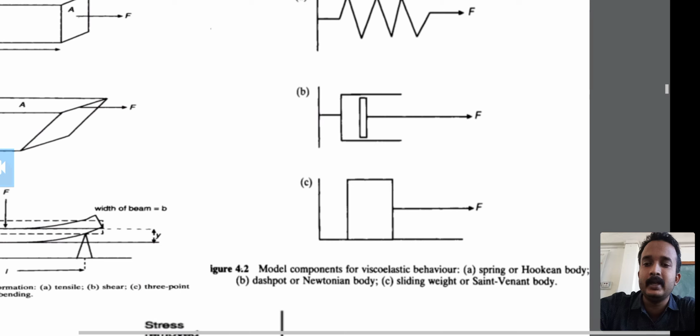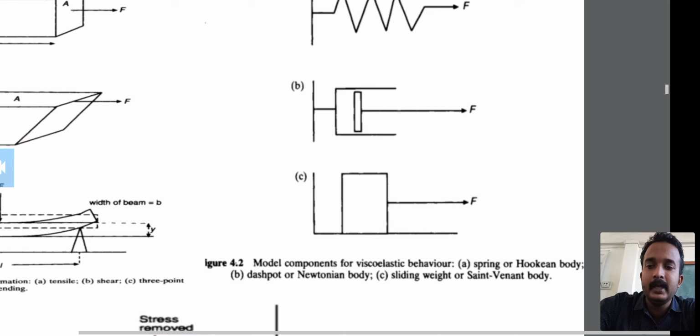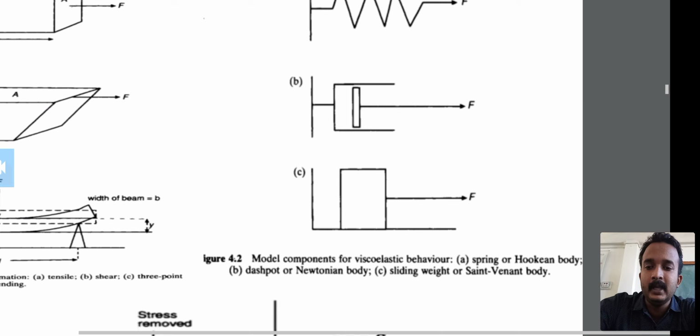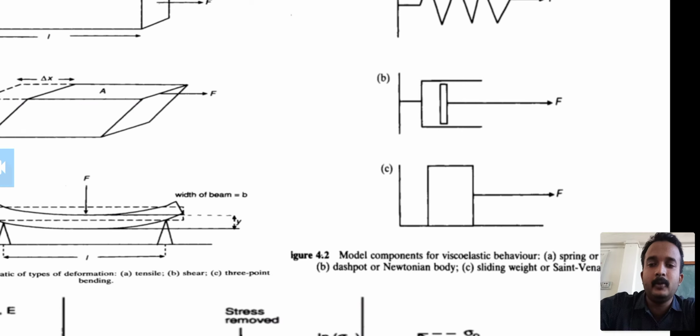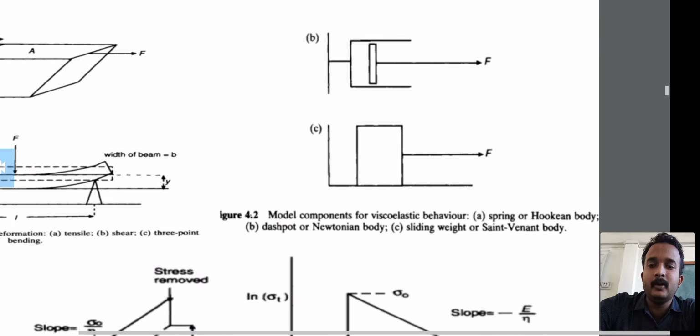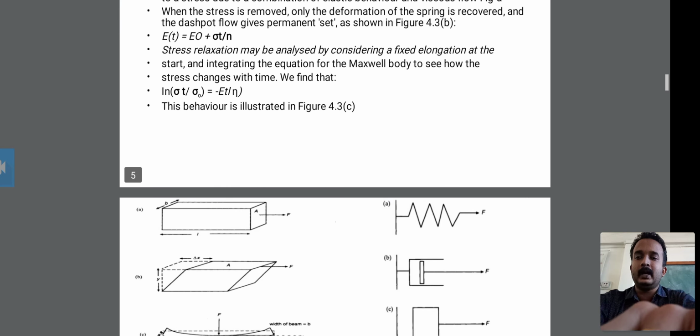Then the second point is the dashpot of the Newtonian body. Okay, look at this B part. It is a dashpot of the Newtonian body, and C part is a sliding weight of the Saint Venant body. Okay, this is a sliding weight of the Saint Venant body. Okay, this is the 4.2 diagram.